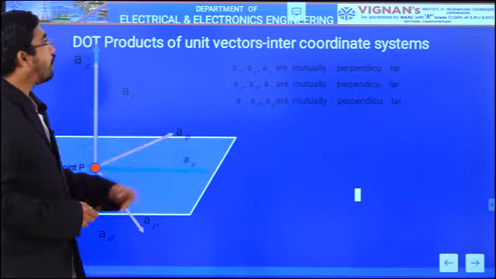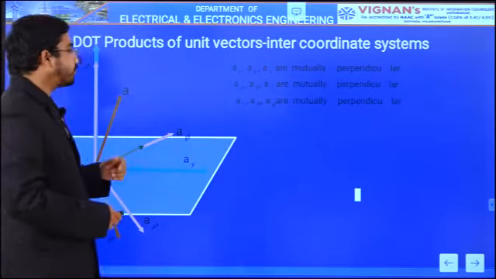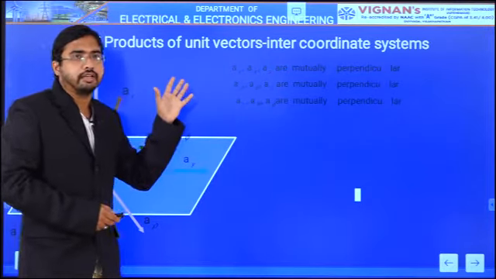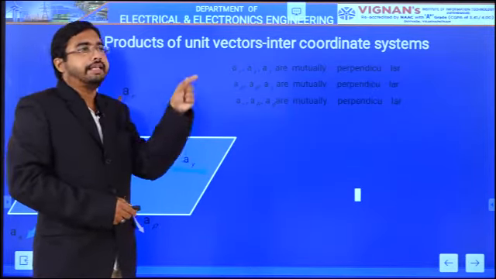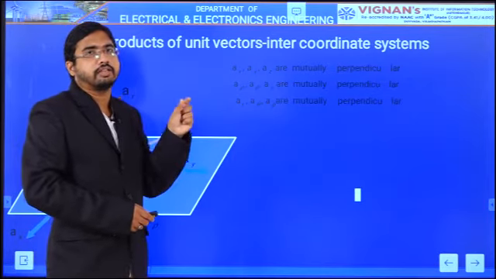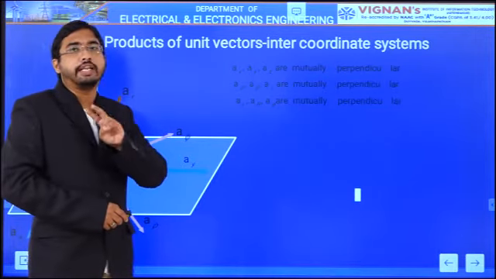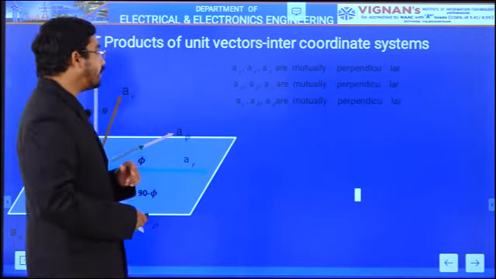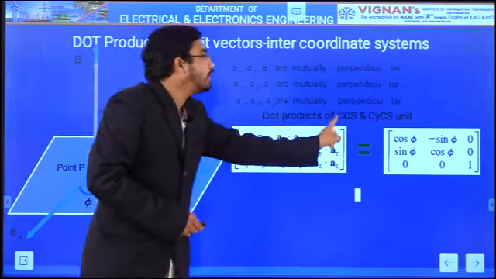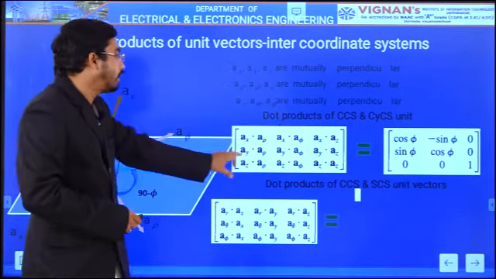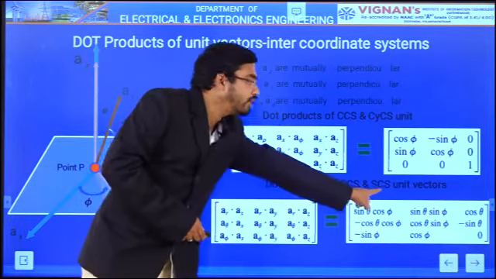If you want to find the dot product of unit vectors across systems, that means interlinkage. If you want to find the dot product for the unit vectors in Cartesian system and cylindrical system, I want to find the dot product of ax with a rho. Like that, if you want to find the dot product for two different coordinate systems, then these are the interlinking formulas, from Cartesian system to cylindrical system. These are the dot product values for Cartesian and spherical systems.